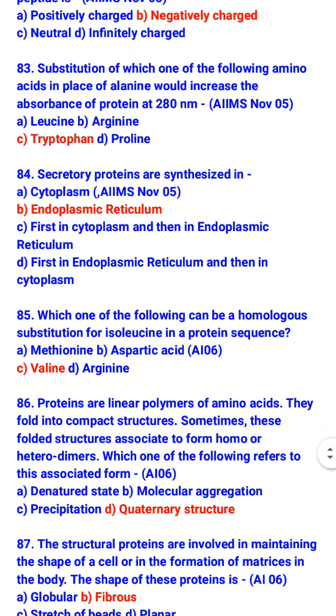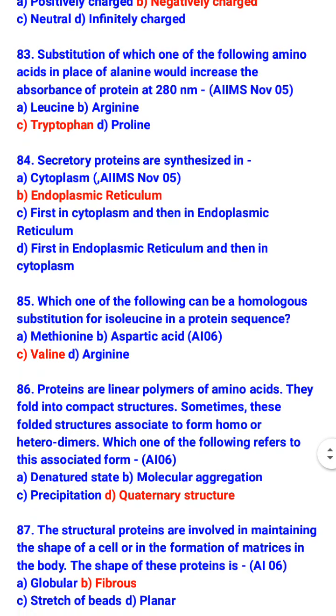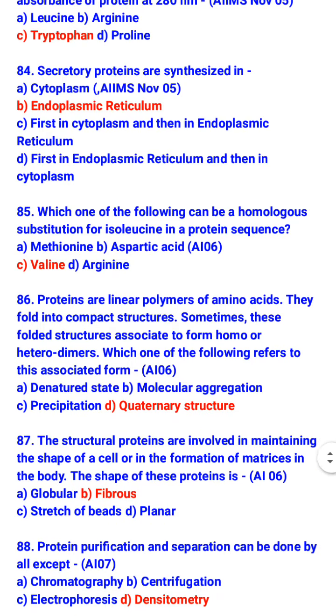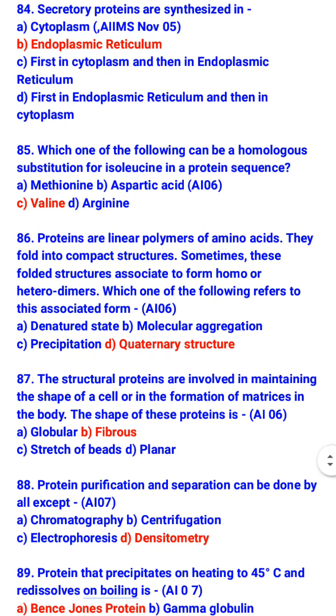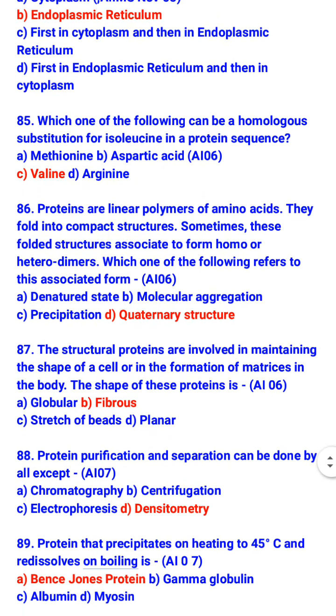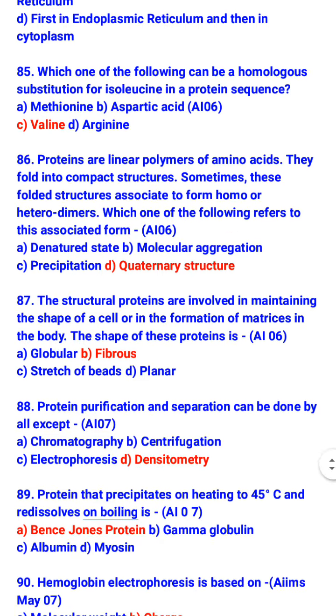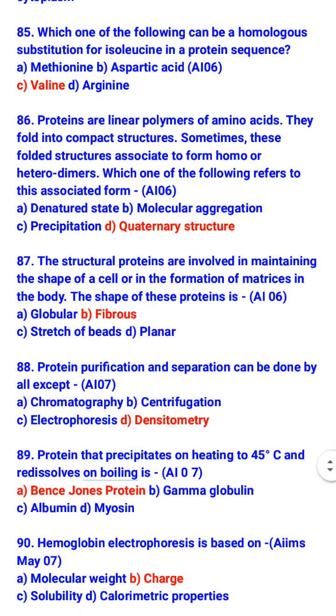Which one of the following can be a homologous substitution for isoleucine in a protein sequence? Valine. Proteins are linear polymers of amino acid. They fold into compact structures. Sometimes these folded structures associate to form homo or heterodimers. Which one of the following refers to this associated form? Quaternary structure. The structural proteins are involved in maintaining the shape of a cell or in the formation of matrices in the body.